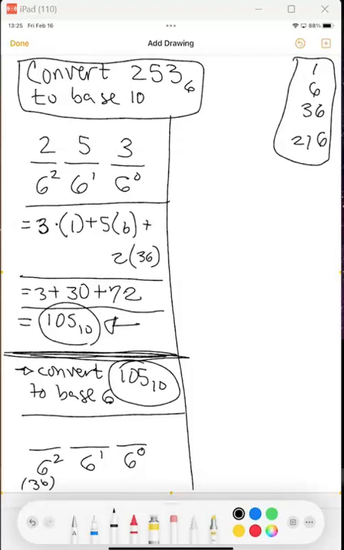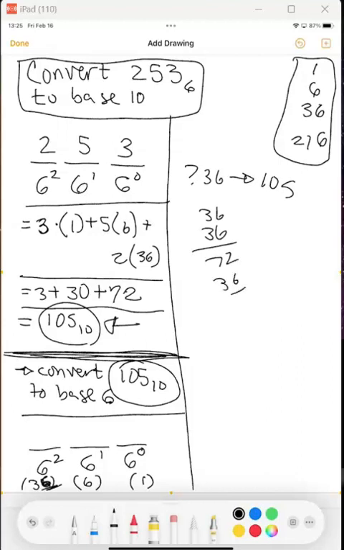Okay, so I have 105 base 10. I want to know, and maybe it's enough, maybe it's not enough. Sometimes you start, you don't have enough slots. But you could always start out and adjust later. So how many 36s go into 105? Well, okay, 36, and another 36, that's 2, that's 72. Can I get one more in there? 36 more is 108. Now, 3 would be too many. So I know there are 2 36s that go into 105.